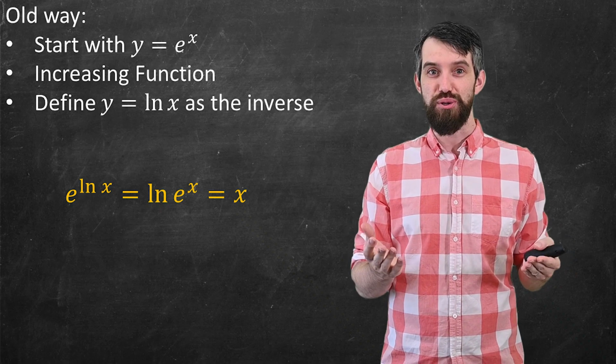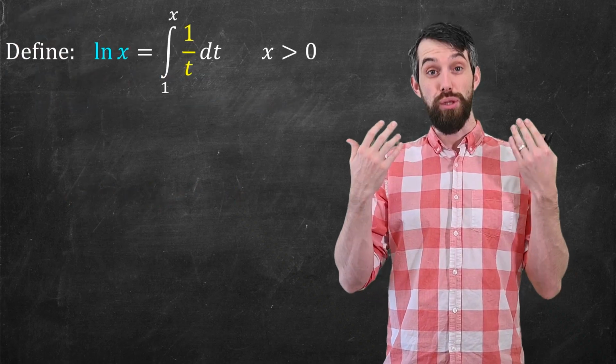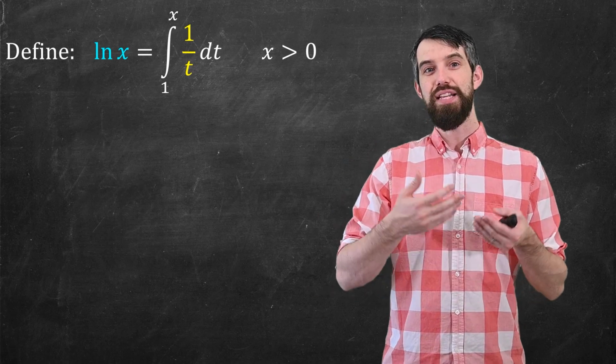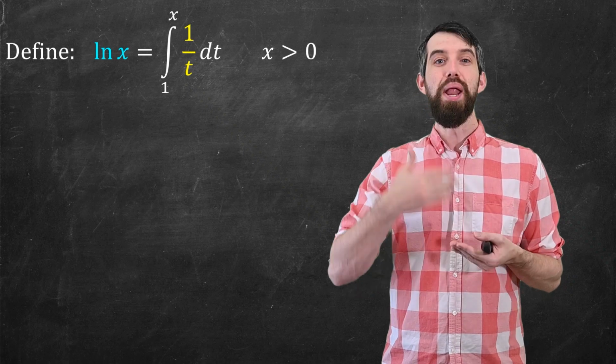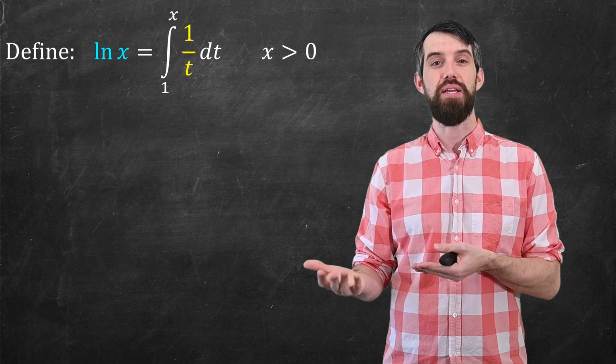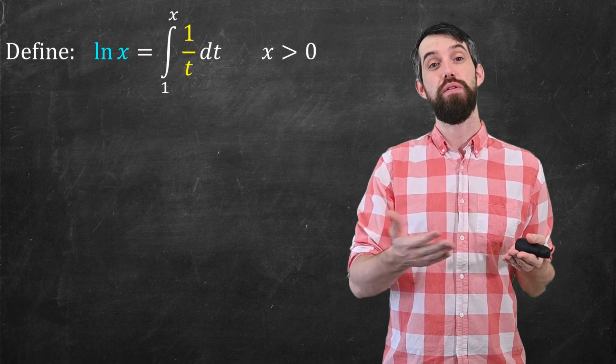But now I'm going to introduce a new way of thinking about it. Here's my definition. I'm going to define the logarithm of x, sometimes pronounced ln of x, as the integral from 1 up to x of some integrand 1 over t dt. This is a definition that applies for values of x greater than 0.